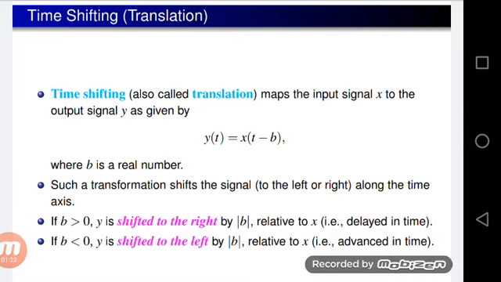If the real number b is 0, there is no shift. If b is less than 0, the wave is shifted to the left. If b is greater than 0, the wave is shifted to the right side, and if b is less than 0, the wave is shifted to the left side.